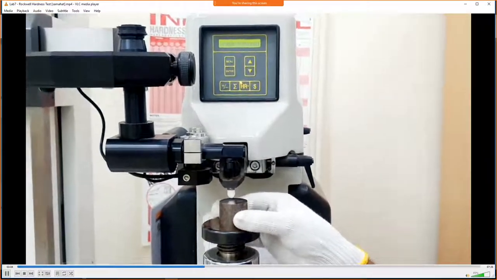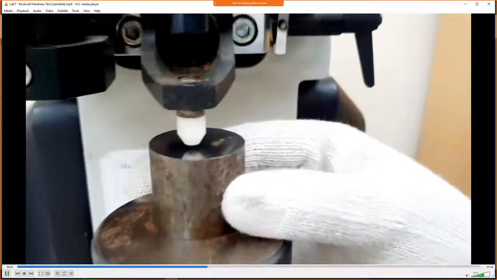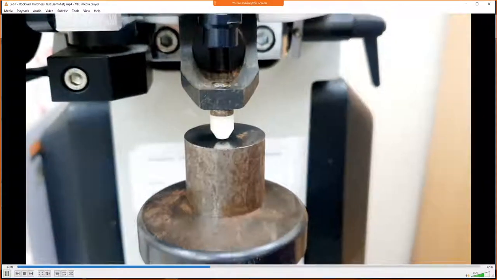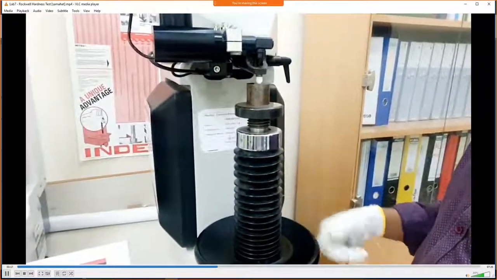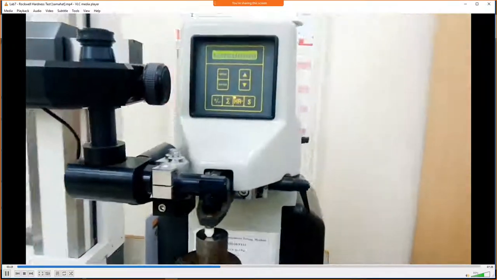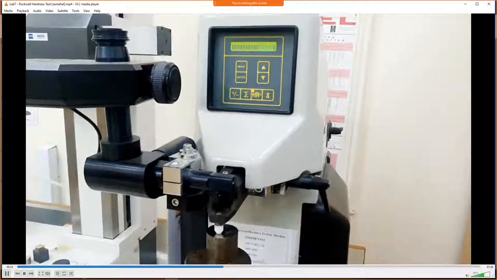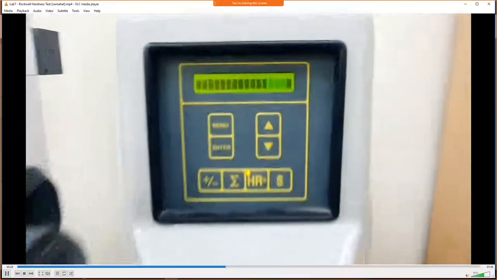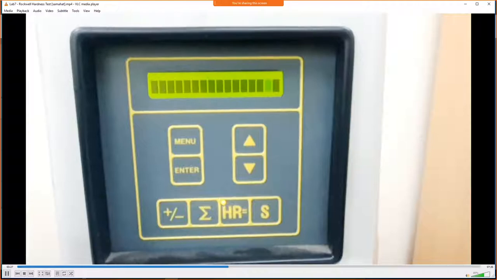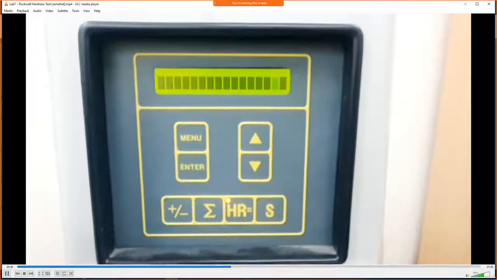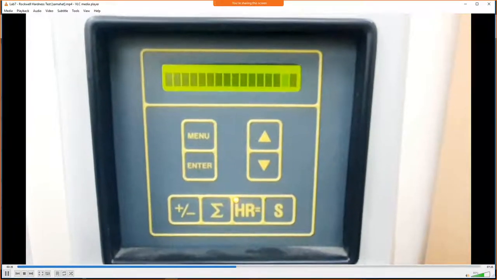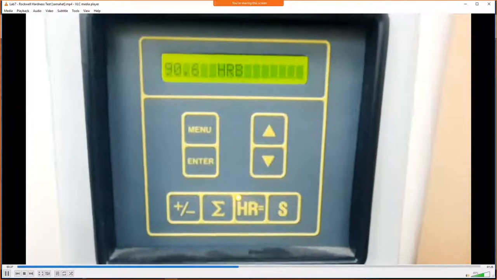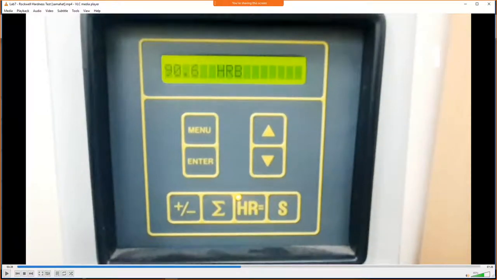Now after the first reading, we are going to readjust the sample and make sure the indenter is in another position, and we will take the second reading. This time again we will rotate the table until we hear the beep sound. Yes, now the machine is ready. The machine will automatically apply the load for 15 seconds and give you the hardness reading after some time. Now the machine is waiting and applying the load, and now we have the value, which is 90.6 HRB.